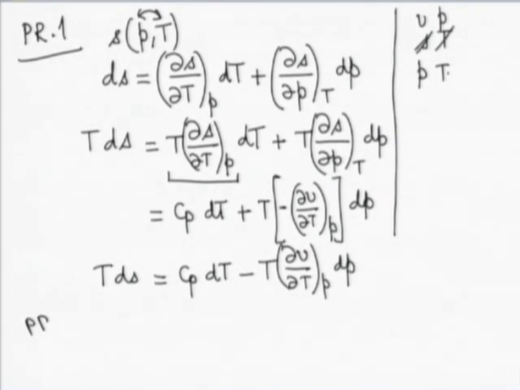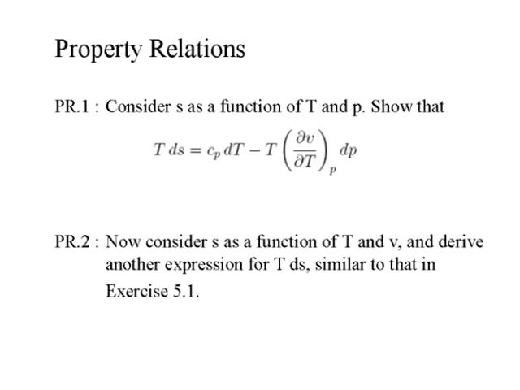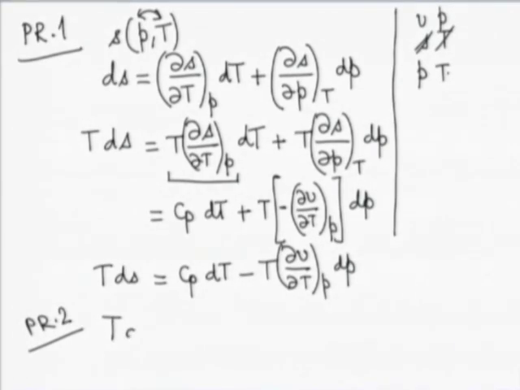PR2 says, consider S as a function of T and V and derive another expression for TdS similar to that in exercise 5.1. I will take a 5 minute break, but meanwhile I would like all of you to show that.